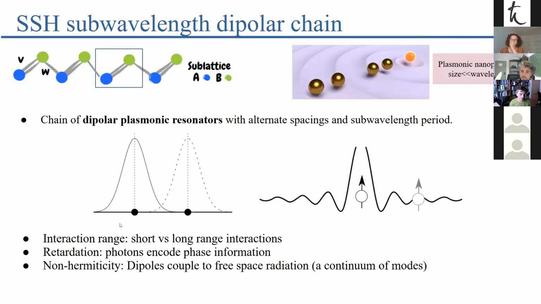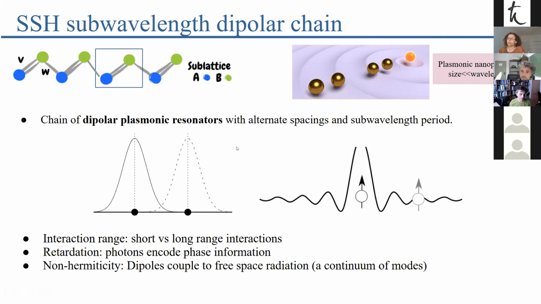Okay, so firstly, the first thing that we considered was the SSH chain that we have already heard about this morning. So my realization is similar to the one in the previous talk. So I consider a 1D array of plasmonic nanoparticles whose size is much smaller than the wavelength. So they act basically as dipoles. And they are arranged with an alternating spacing. So this mimics the SSH model with two sublattices.